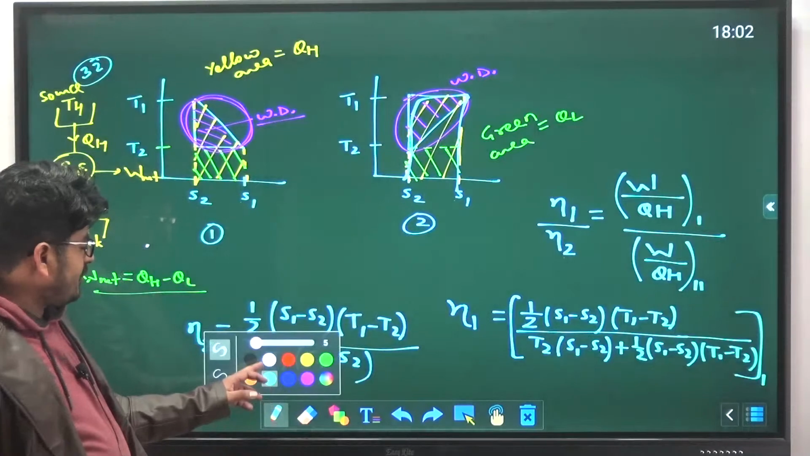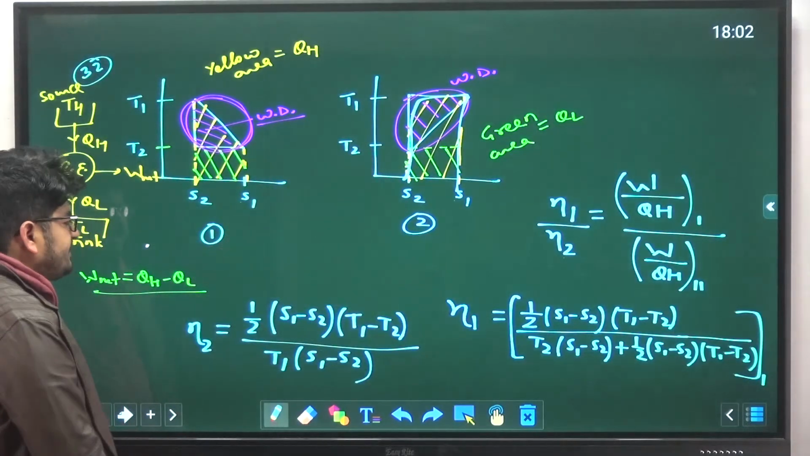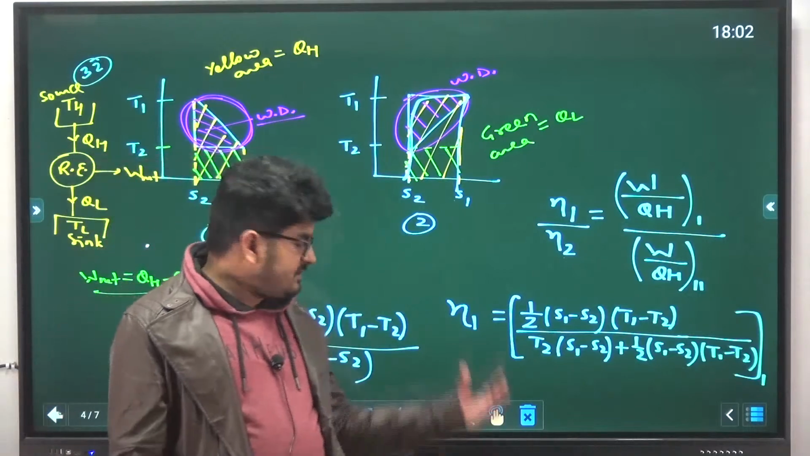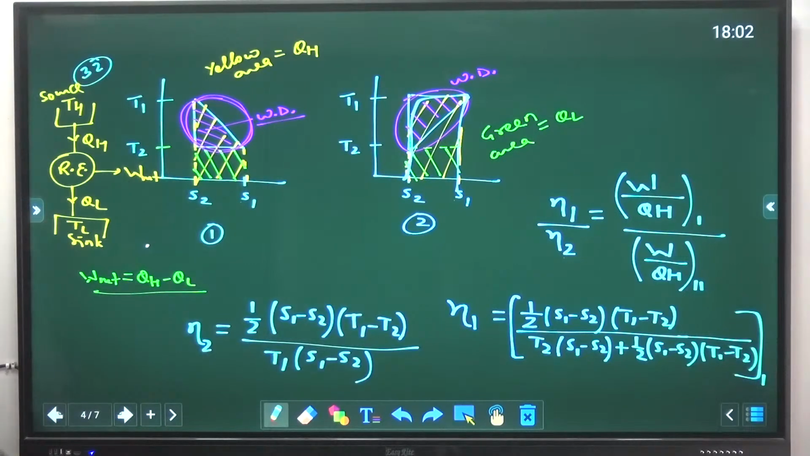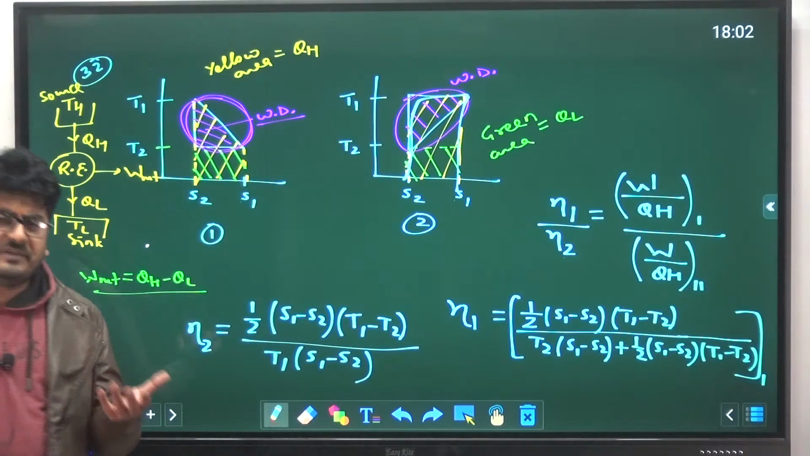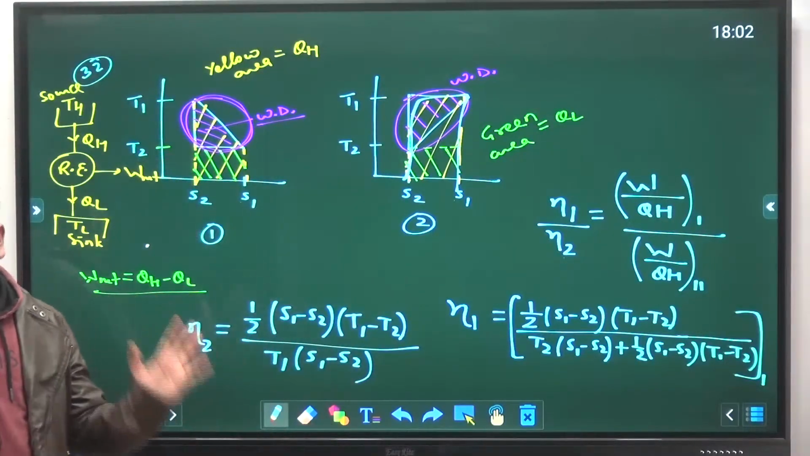So you can put these values there and solve, and you will get your answer. The calculation is given in the solution. If you know that the area of the TS diagram represents heat transfer, then you can easily solve this.